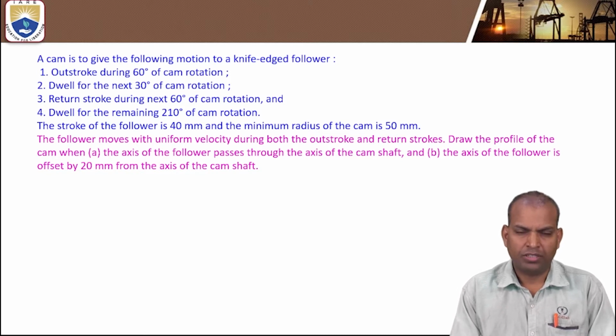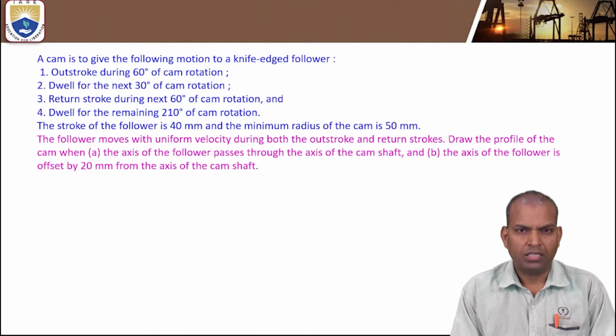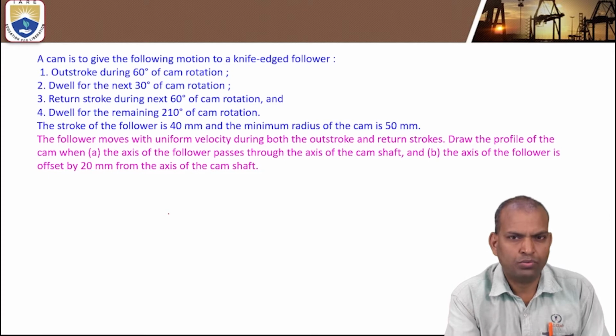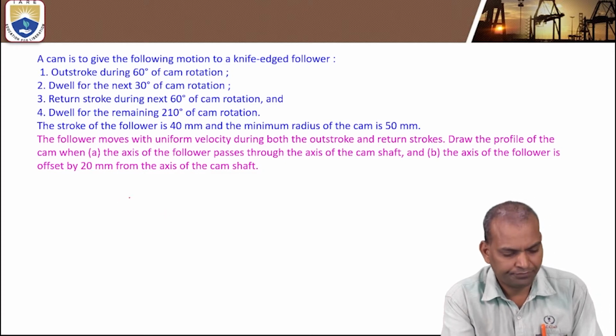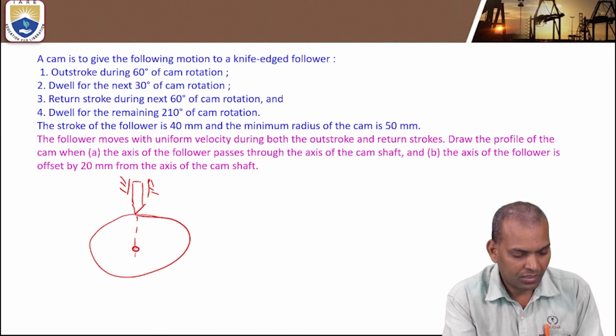But in this session we learn how to draw the cam profile for two cases. Case one is that the axis of the follower is passing through the center of the cam, and another case is that the axis of the follower doesn't pass through the center of the cam. This is the center of the cam. This is the non-offset case, that is case one.